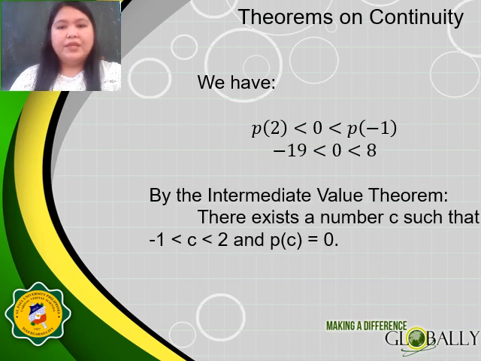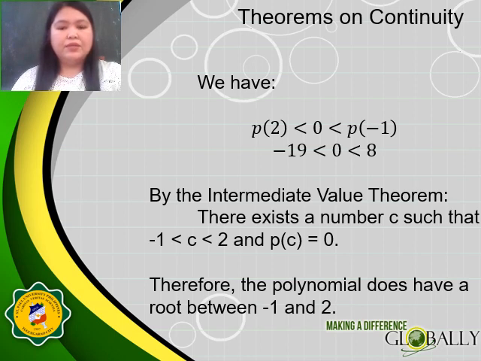So, by the intermediate value theorem, there exists a number c such that c is in between -1 and +2, which gives us the value of the function equal to 0. Therefore, the polynomial has a root somewhere between -1 and +2. Take note that the intermediate value theorem only says that there exists a root between -1 and +2. It does not tell us what value it would be.